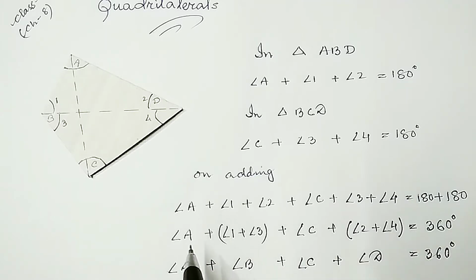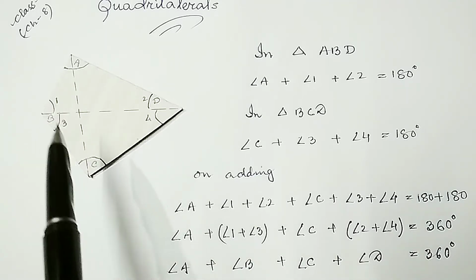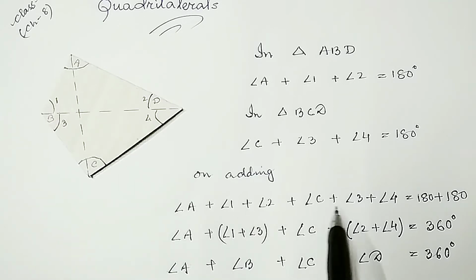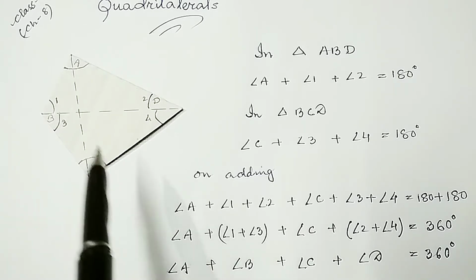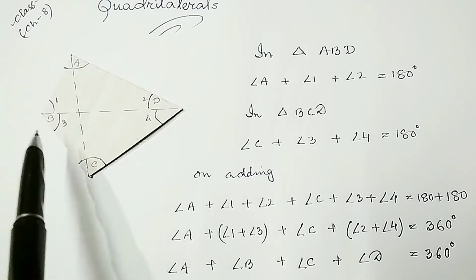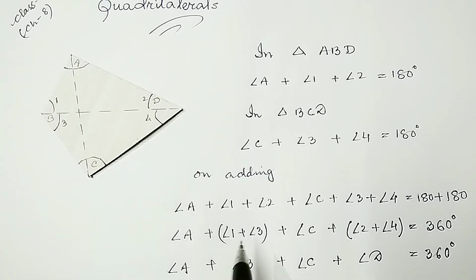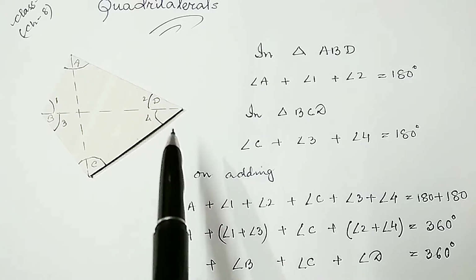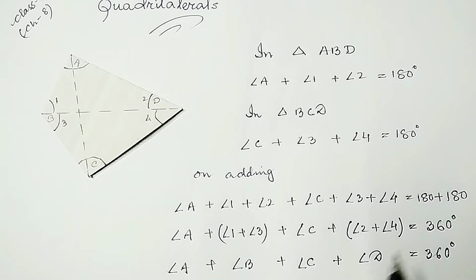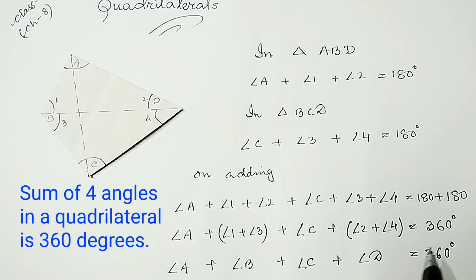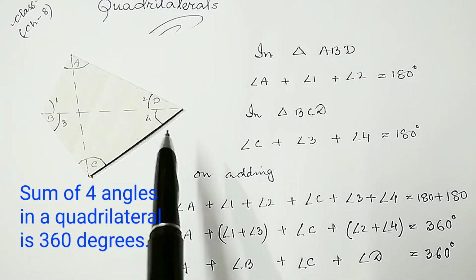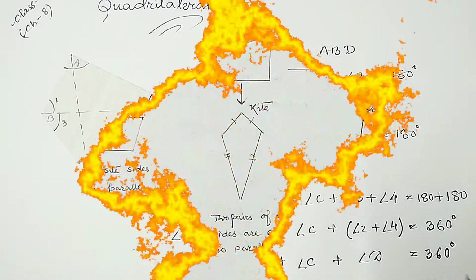Clear? So, angle A, I can now combine 1 and 3 together, and write angle 1 and 3 together plus angle C and 2 and 4 together. So, angle A is here. 1 plus 3, what is angle 1 plus 3? 1 plus 3 is angle B. So, instead of 1 plus 3, I have written angle B. C will remain as it is. Instead of 2 and 4, we have written angle D. And here, 180 plus 180, we already got 360. That means the sum of four angles in any quadrilateral will always be 360 degrees.